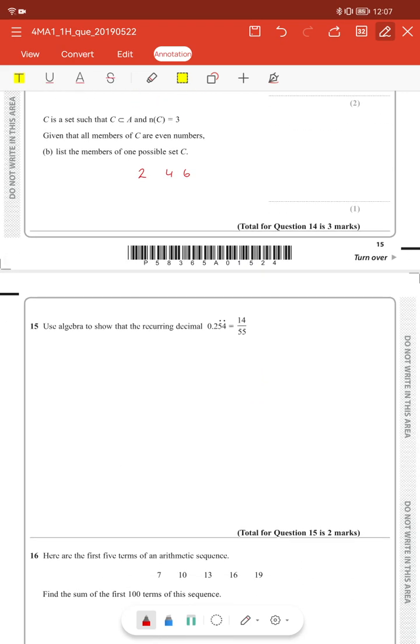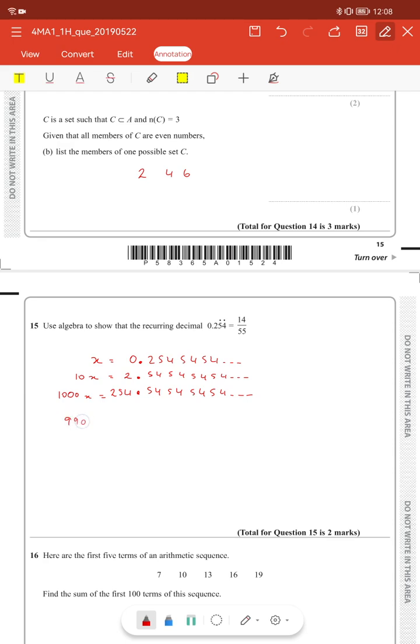Use algebra to show the recurring decimal. So we're going to say x equals 0.25454454 and so on. And then I'm going to times it by 10. So I'm going to get 10x is equal to 2.54545454 and so on. And now I want it to repeat again. So I'm going to get 1000x would equal 254.545454454. And now what I can do is 1000x minus 10x.